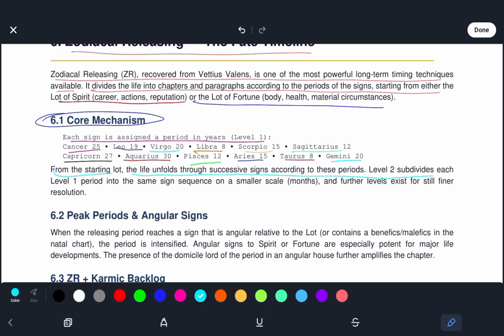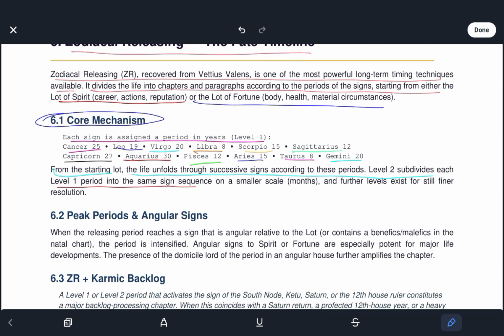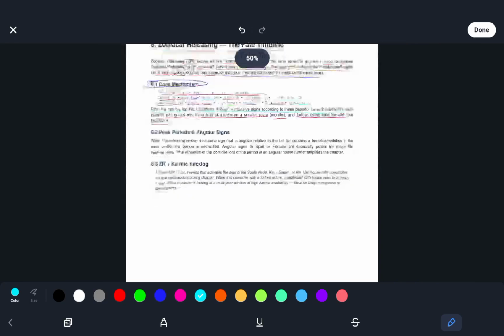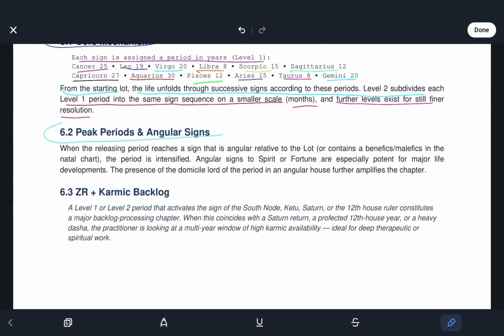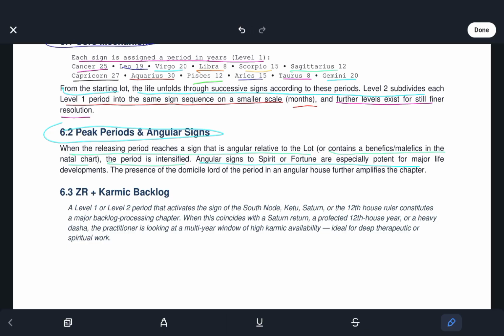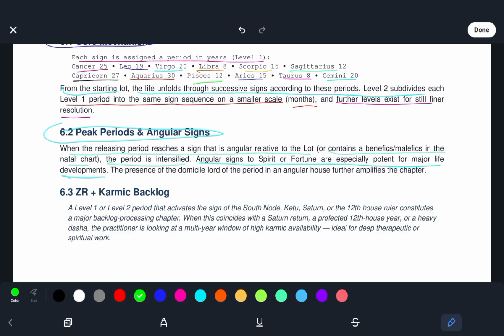Level 2 subdivides each level 1 period into the same sign sequence on a smaller scale, months, and further levels exist for still finer resolution. Peak periods and angular signs: when the releasing period reaches a sign that is angular relative to the lot or contains a benefic or malefic in the natal chart, the period is intensified. Angular signs to spirit or fortune are especially potent for major life developments. The presence of the domicile lord of the period in an angular house further amplifies the chapter.